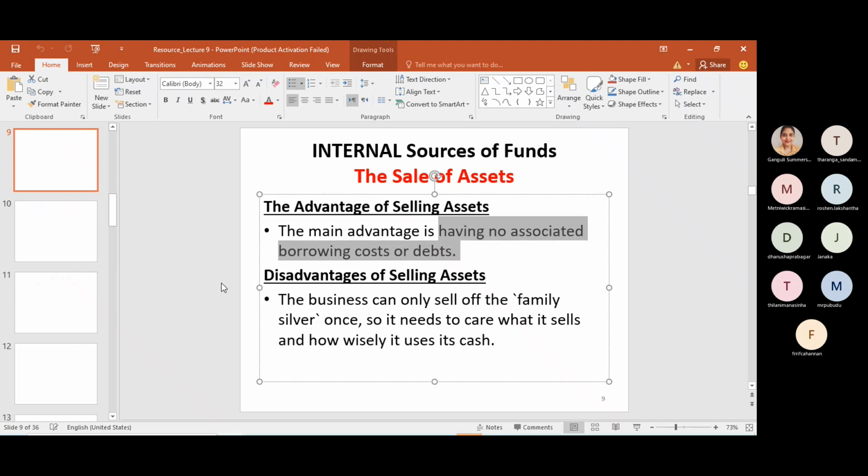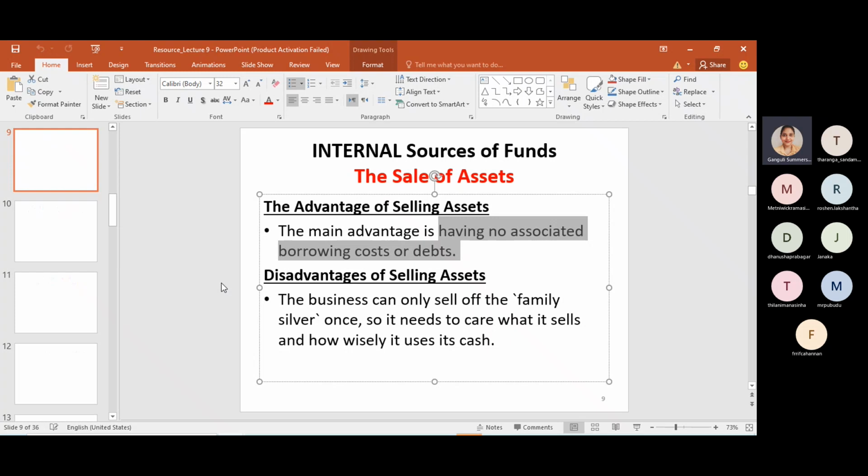When you are selling assets, you are selling your own properties, right? You are not selling things that belong to other companies or businesses. You are selling your own assets, your own properties, right? So since you are selling your own properties, there is no borrowing cost and there are no debts.